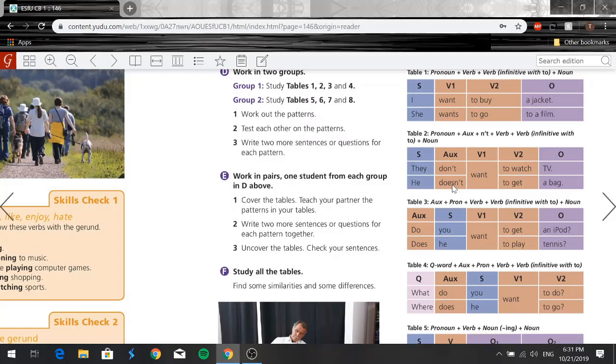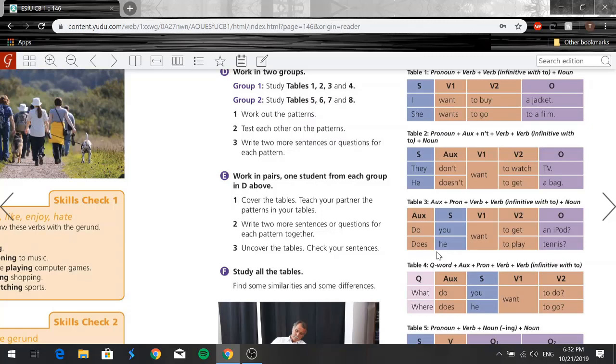Then we have table 3: auxiliary, subject, again pronoun, verb, and the second verb, infinitive with to, and the noun. So these are in the form of questions, by the way. So do you want to get an iPod? These are called do questions, okay? And does he want to play tennis? So we'll say, do you want to get an A+, right? Do you want to get a PS4? Do you want to get a new PC?